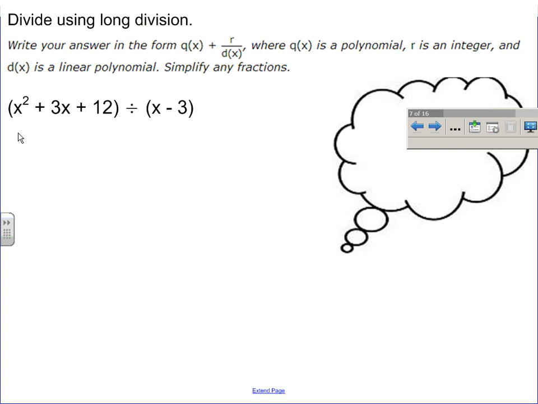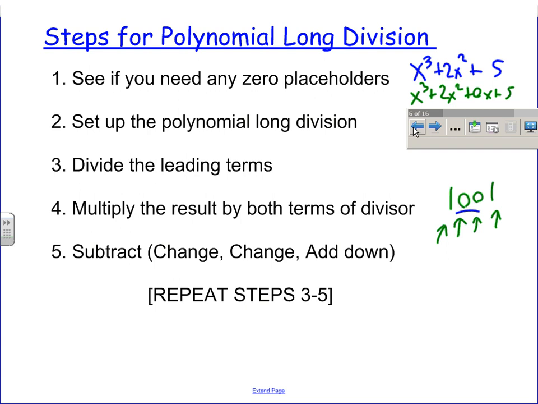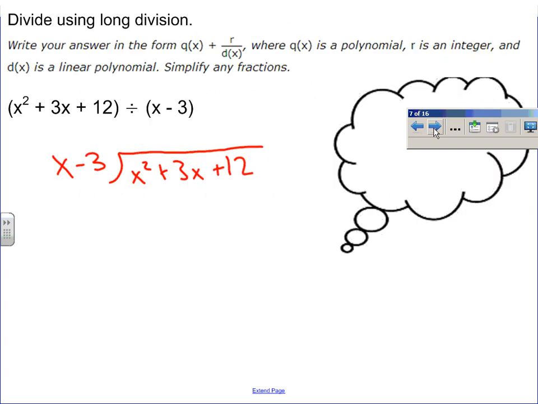So what I have to do then is go on to step 2, which is to set up the long division. So x minus 3 divided into x squared plus 3x plus 12. And you guys don't need to write this one, just watch this one. You can write the next one. So for step 3, divide the leading terms. So in my thought cloud, I'm going to think about, okay, what is x squared divided by x? Right, so that's x. So x goes right here.